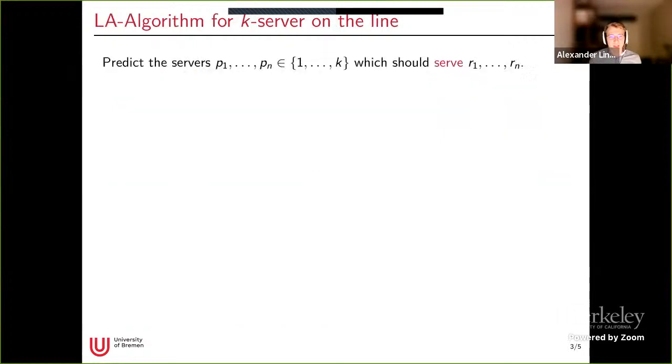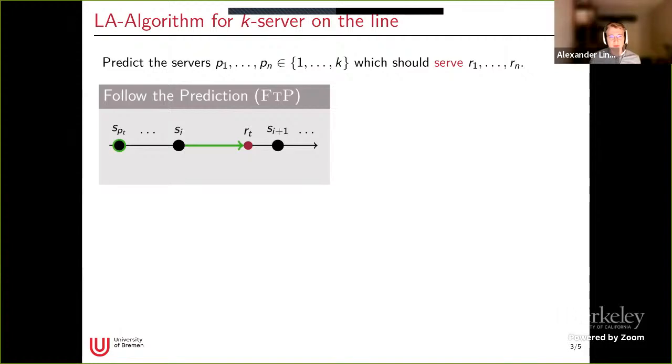So let's first define a prediction model. Our prediction model gives us for every request a corresponding server which should serve the request. So when a new request arrives, the prediction model tells us, well, use this server to serve this request, or use that server to serve the request. Based on this prediction, we can define a very simple algorithm which just follows the prediction. So if a new request arrives and some server on the left, which is circled in green here, is predicted, we just move the closest server, which is on the same side as the predicted server, to serve the request.